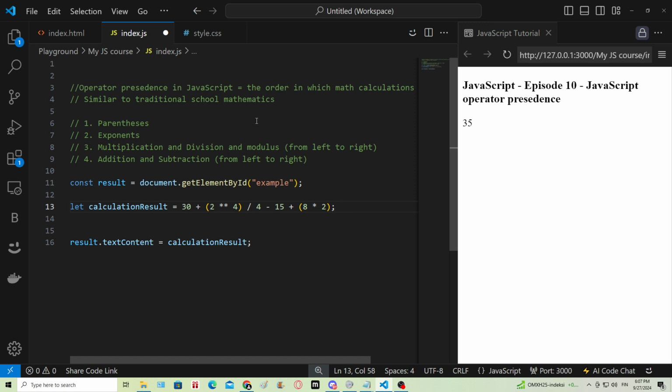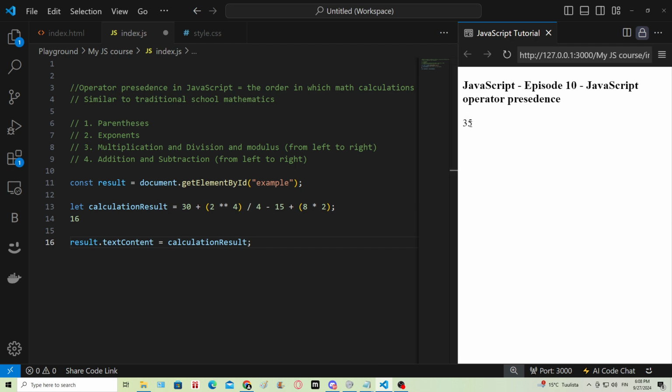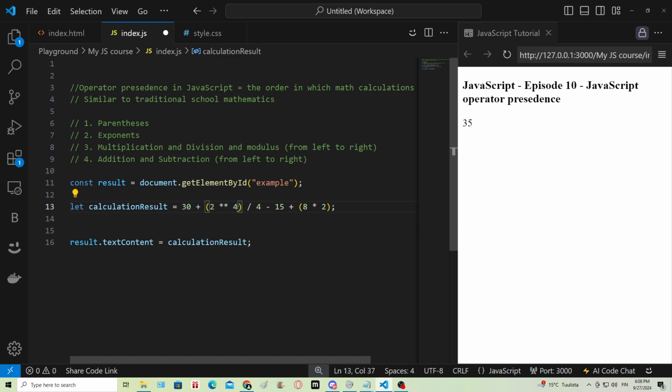So first, we'll solve the parentheses. We will work from left to right, and this is the first one. So 2 to the power of 4. That is 2 times 2 times 2 times 2. So 2 times 2 is gonna be 4. 2 times 4 is gonna be 8. And 8 times 2 is gonna be 16. And by the way, the calculation result is already being shown on the web page. It's gonna be 35. But anyways, this is gonna be 16.